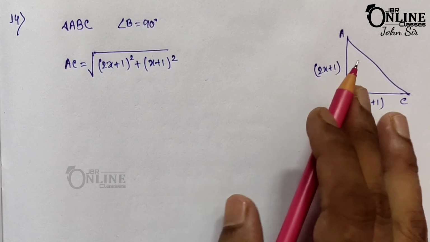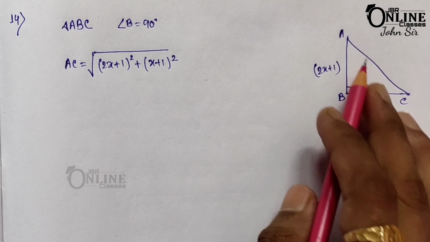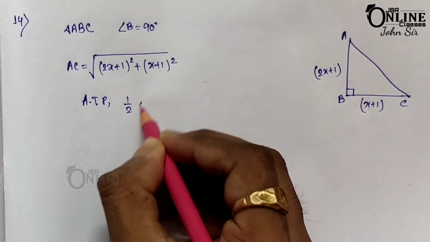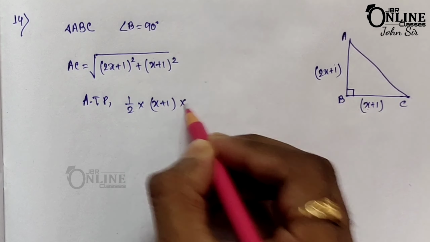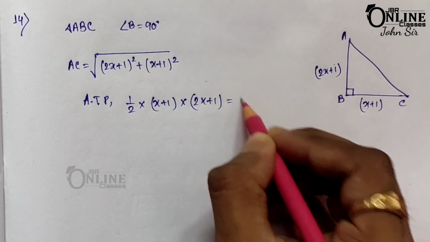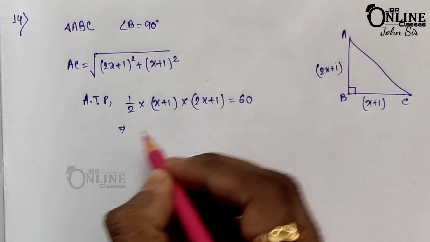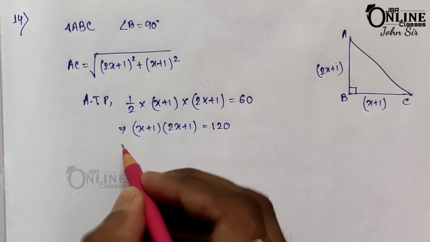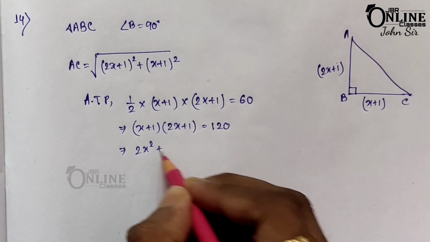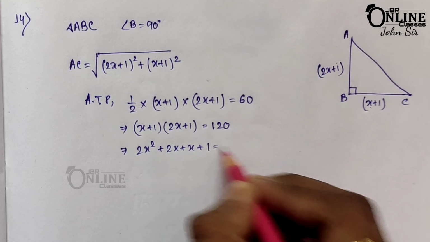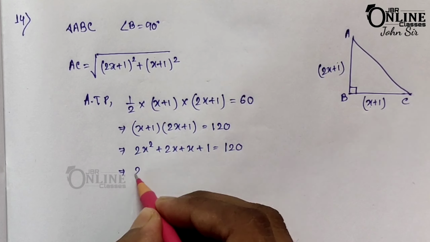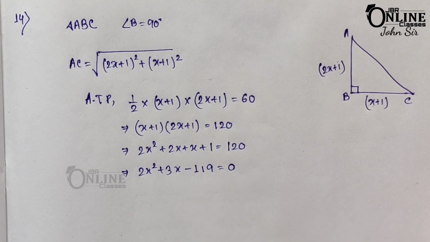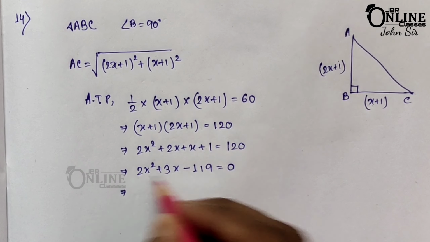Okay, so here the area of this triangle, as you know, the area of the triangle is half into base into height. So according to the problem, half into base means x plus 1 into height means 2x plus 1 and that equals 60. Clear? So (x plus 1) into (2x plus 1) equals 120. Now multiply this one. So 2x square plus 2x plus x plus 1 equals 120. So 2x square plus 3x minus 119 equals 0. Clear? Now this is a quadratic equation.